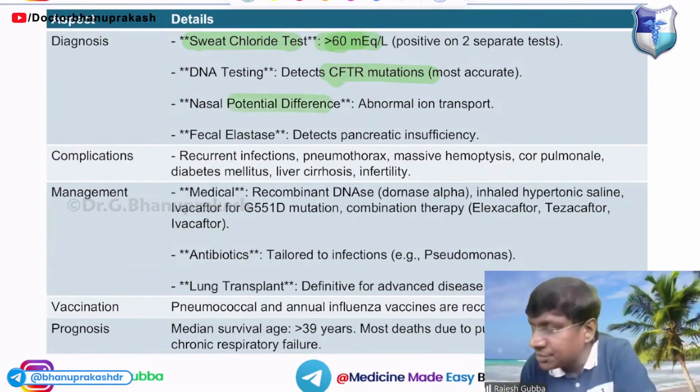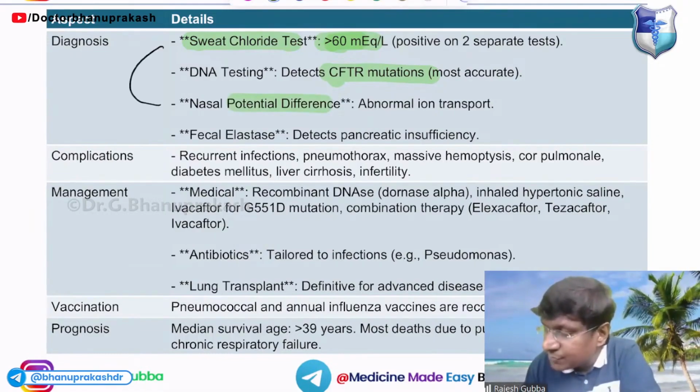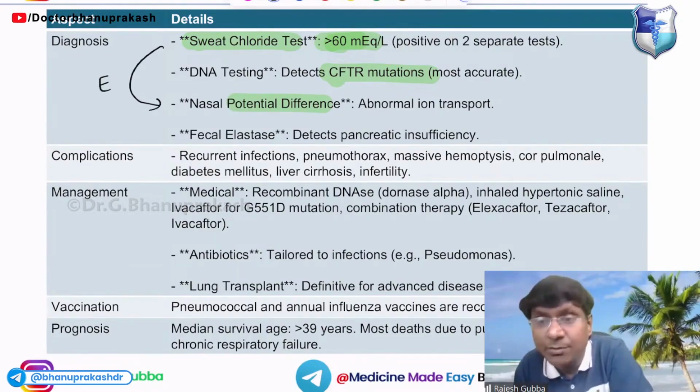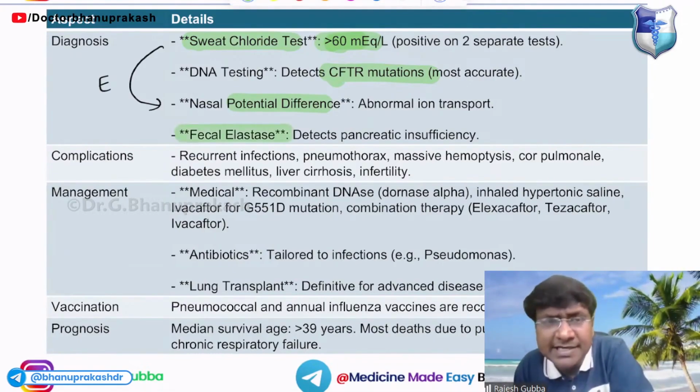And the nasal potential difference, when will you do this? If the sweat chloride test is equivocal, then you do this nasal potential difference, which will demonstrate that there is abnormal ion transport. Next important is the fecal elastase. What is the purpose of fecal elastase? This will detect the pancreatic insufficiency, right?